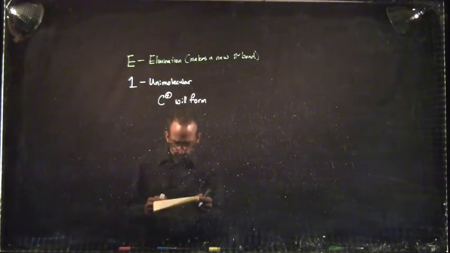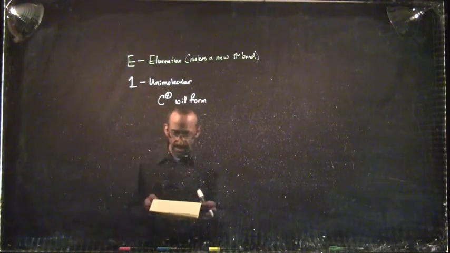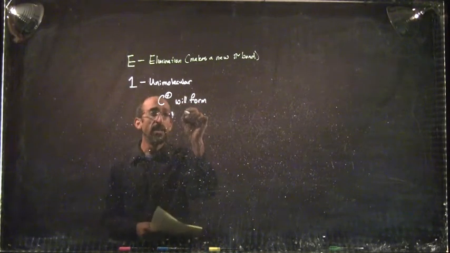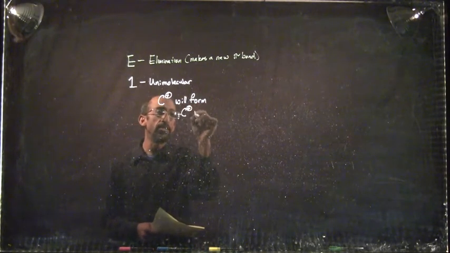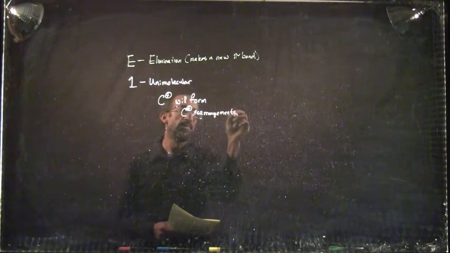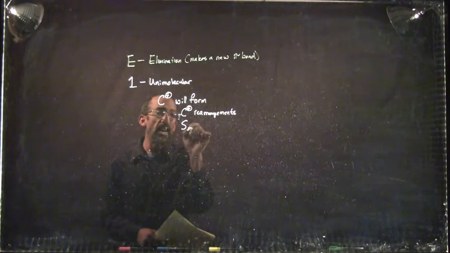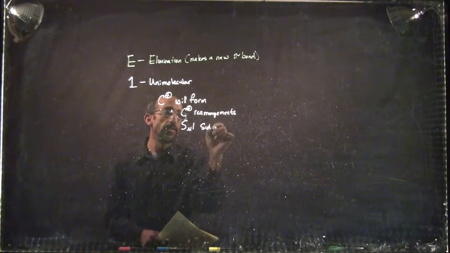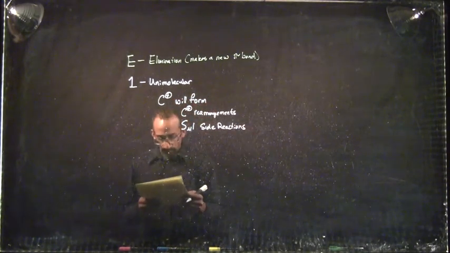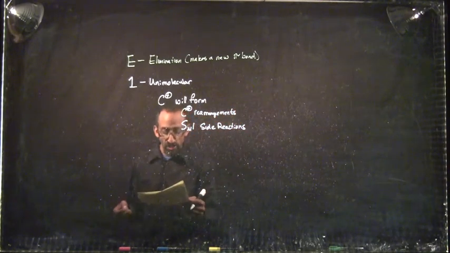So if we know a carbocation is likely to form in a reaction mechanism, we need to be on the lookout for a couple of things. We need to watch out for carbocation rearrangements, and we need to be looking out for SN1 side reactions.